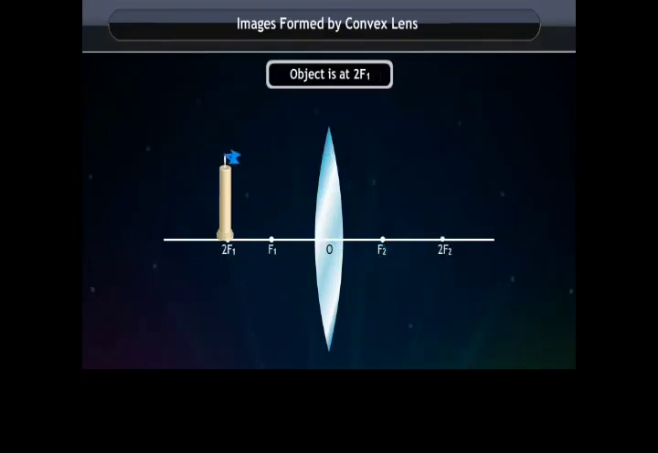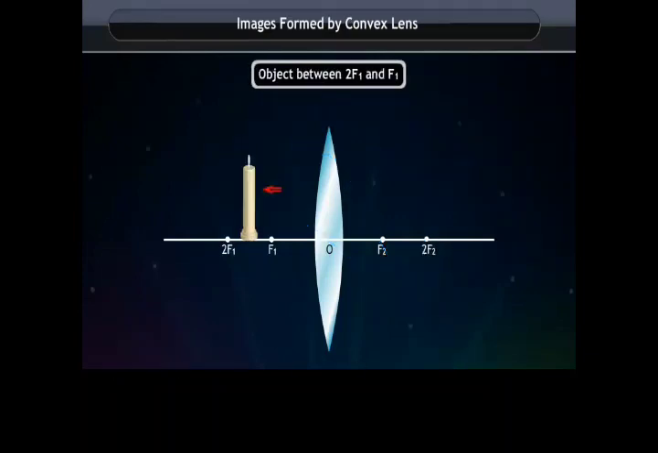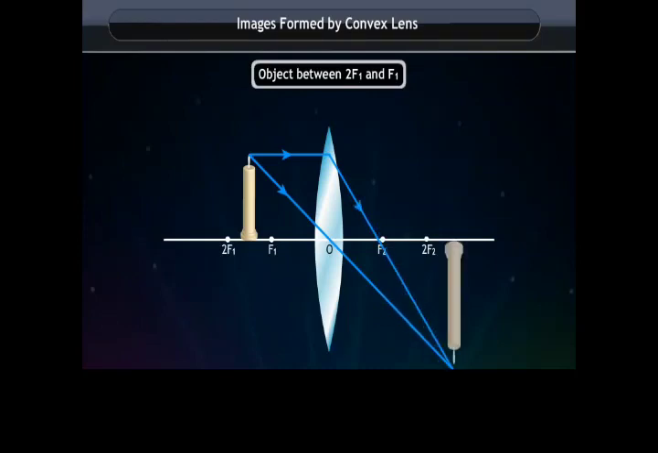When the object is at 2f1, the image is formed at 2f2. It is the same size as the object, real and inverted. When the object is between 2f1 and f1, the image is formed beyond 2f2. It is enlarged, real and inverted.